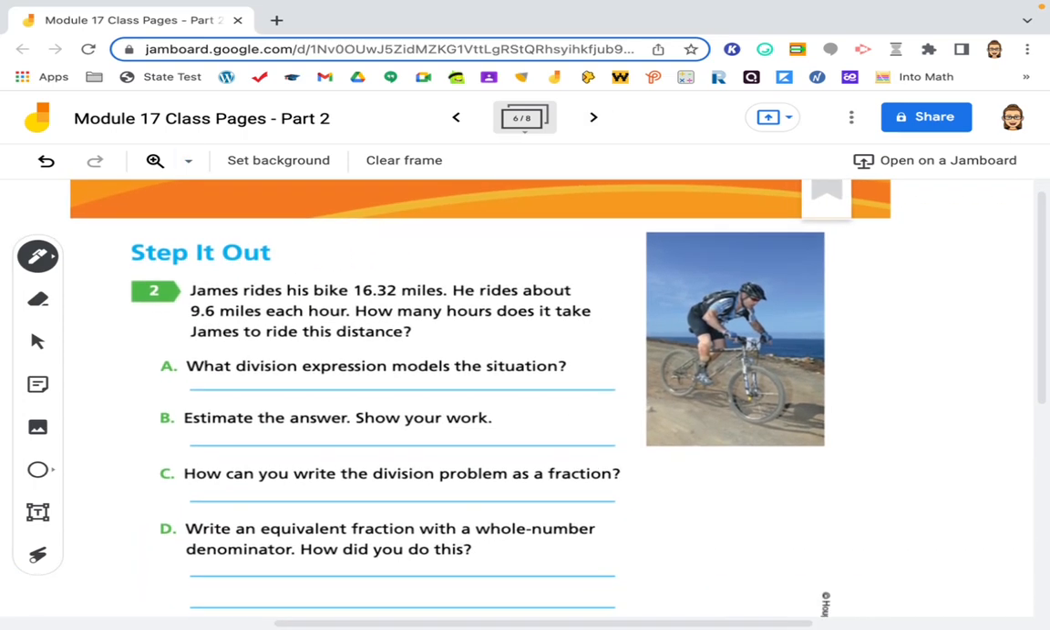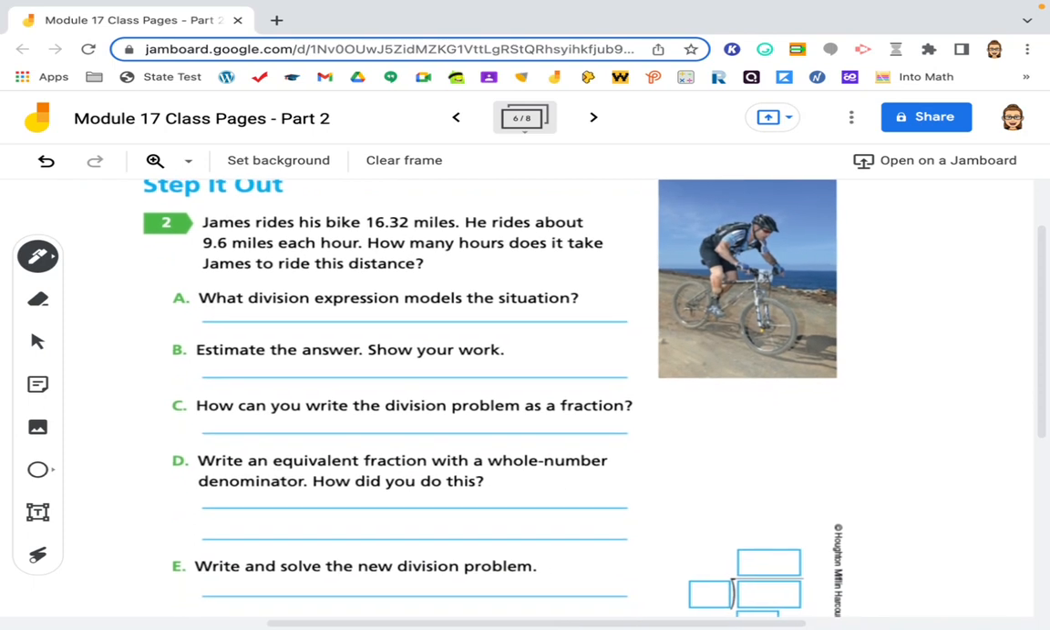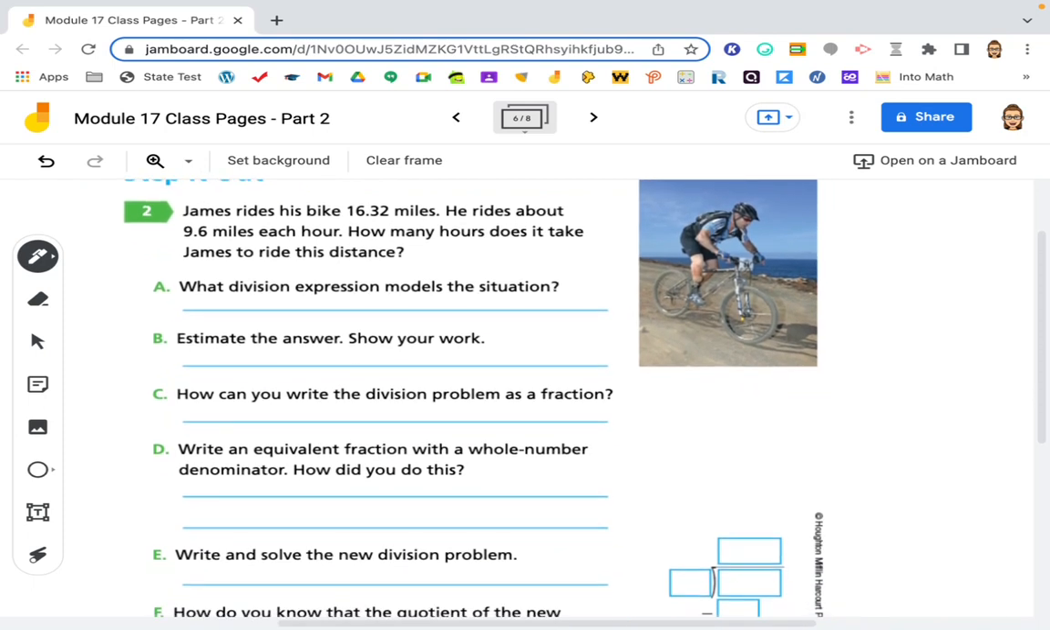So James rides his bike 16 and 32 hundredths miles. He rides about 9 and 6/10 miles each hour. How many hours does it take James to ride this bike? So it says, what division expression models the situation? Well, we're going to have 16 and 32 hundredths divided by 9 and 6/10.